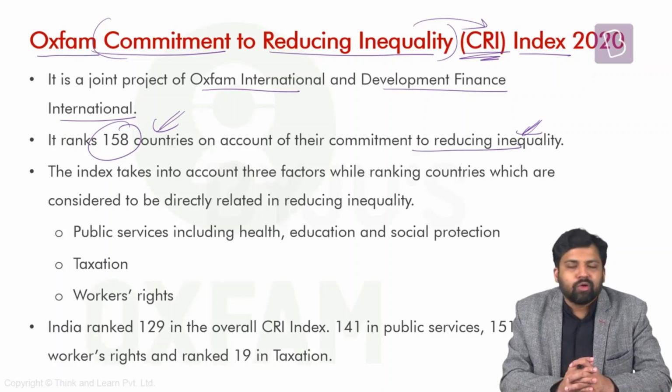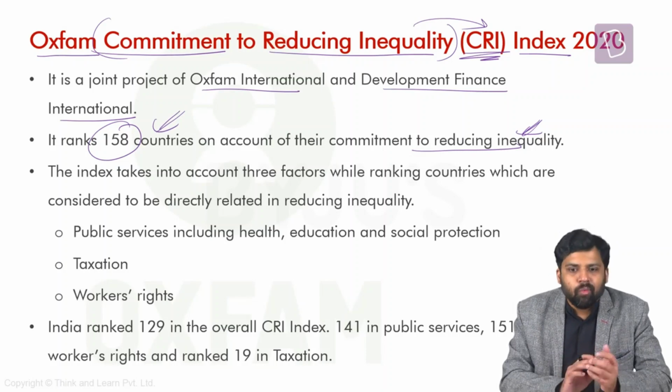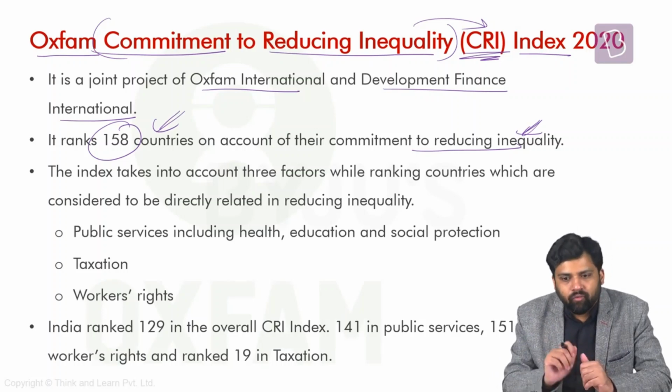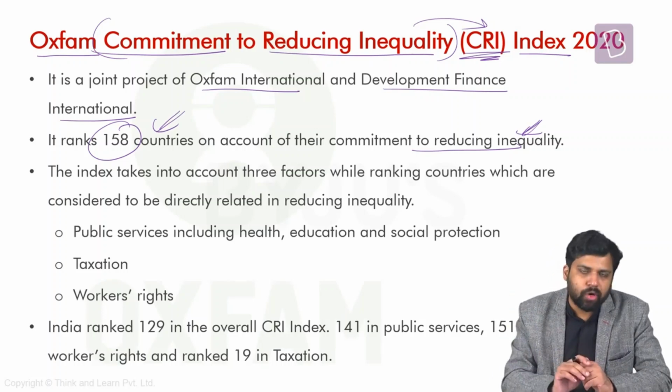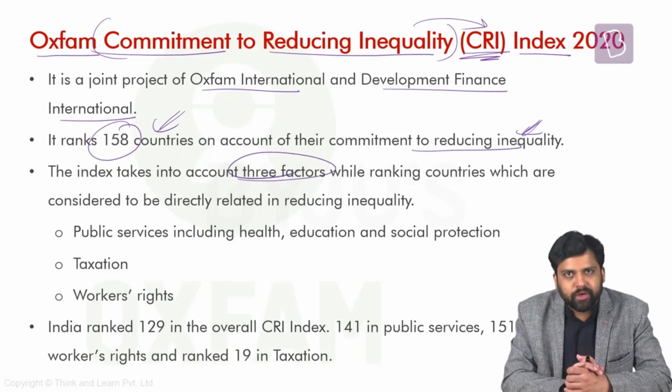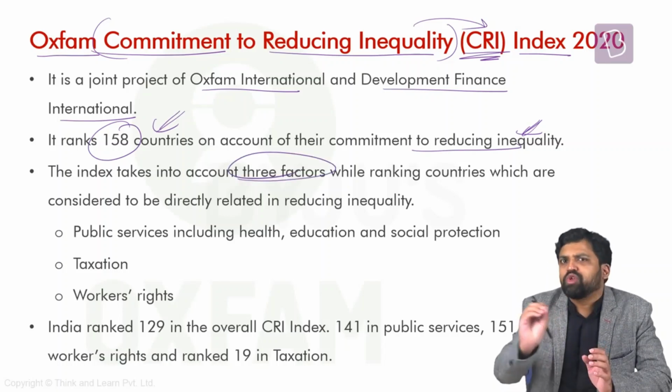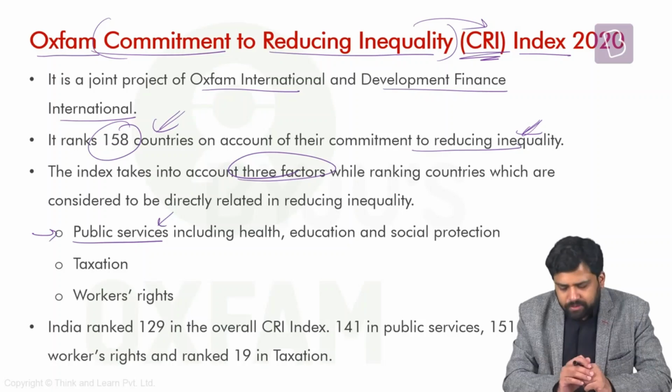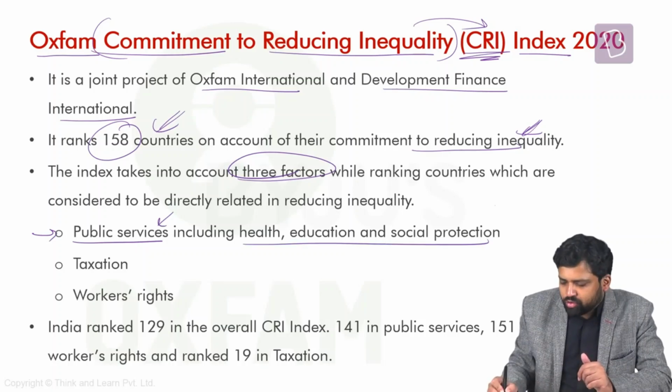But now the question is, how do you find out which country is more committed to reducing inequality? Or what are those factors that can help us understand whether this country is committed to reducing poverty or not? So what they're doing is they're taking three factors into consideration. Three factors which can possibly give us some idea. First of all, public services, which include health, education, social protection. Then taxation, then workers' rights. These three things are taken into consideration.